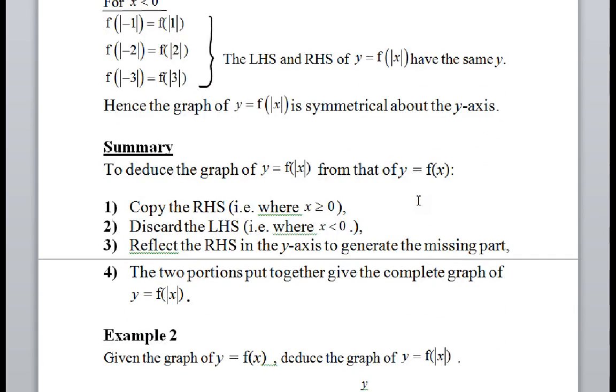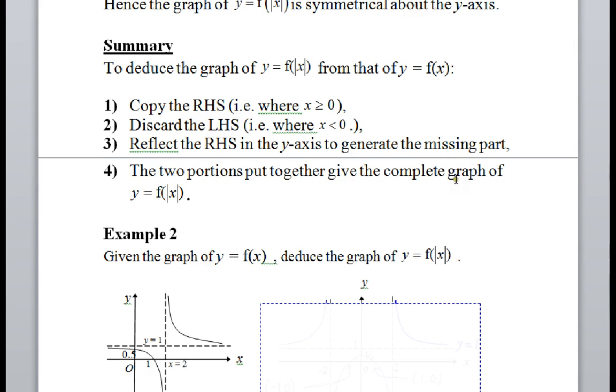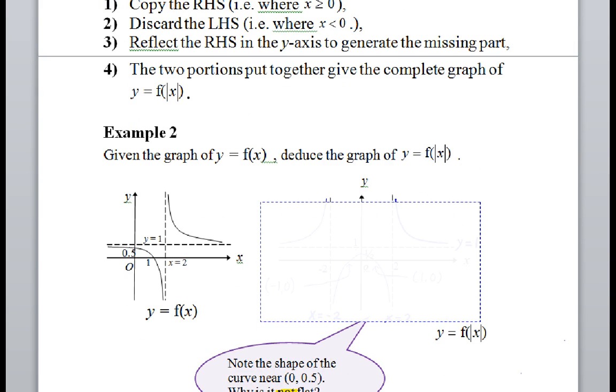Okay, very quickly, summary. Do you need to memorize this? No need, okay? Really no need. If you understand what I'm talking about, really there's no need. Okay, let's move on to example 2.